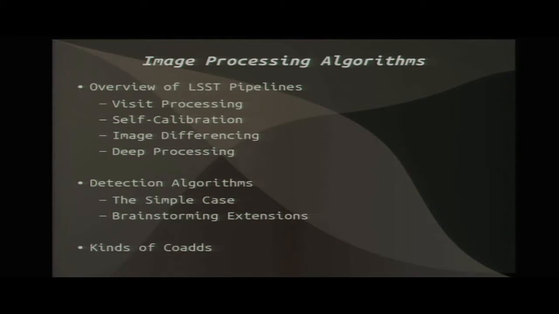Then we're going to do a little bit of a dive into the details of how we do detection, just one small piece of the overall pipeline, and you'll get a chance to brainstorm how to do some of the things that we haven't dreamed up exactly how we want to do ourselves. And we'll finish up by talking about different kinds of coadds. Coadds are one of the things that people like to talk about, and it can be surprising, if you haven't thought about them, what they actually mean.